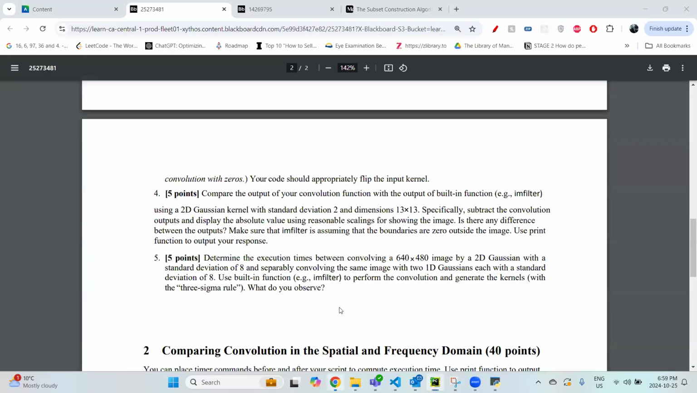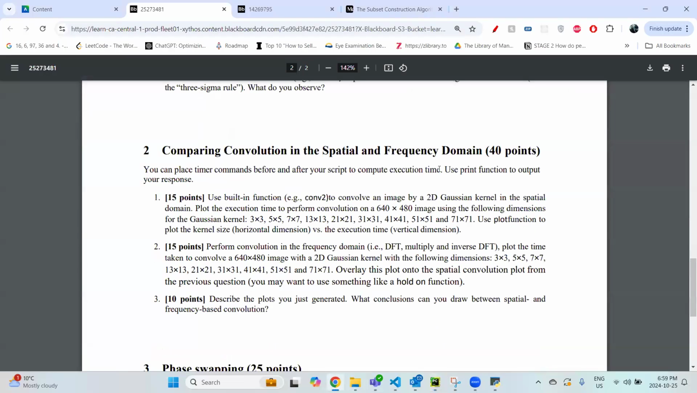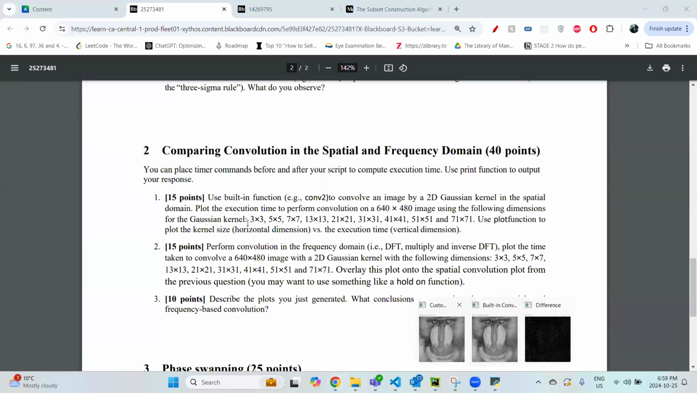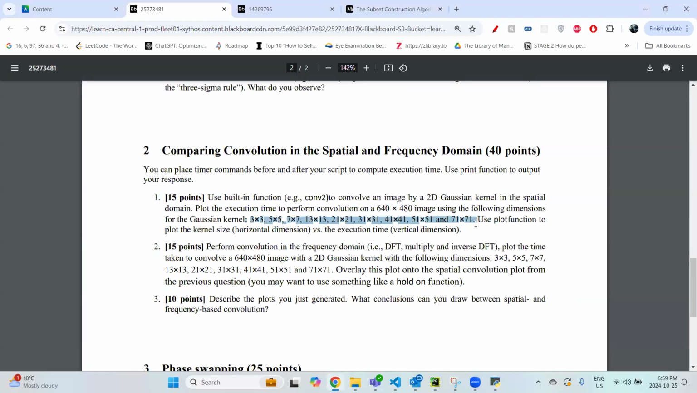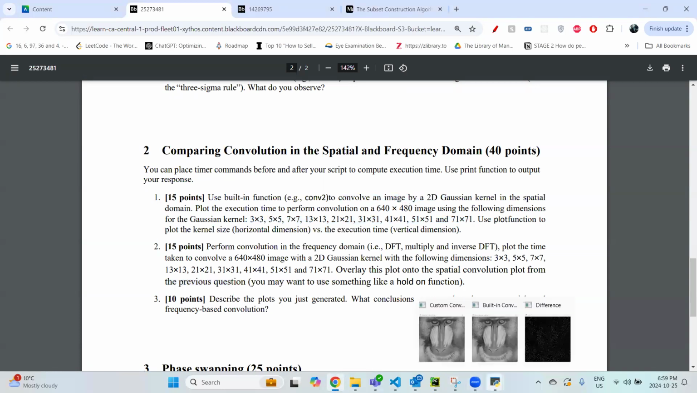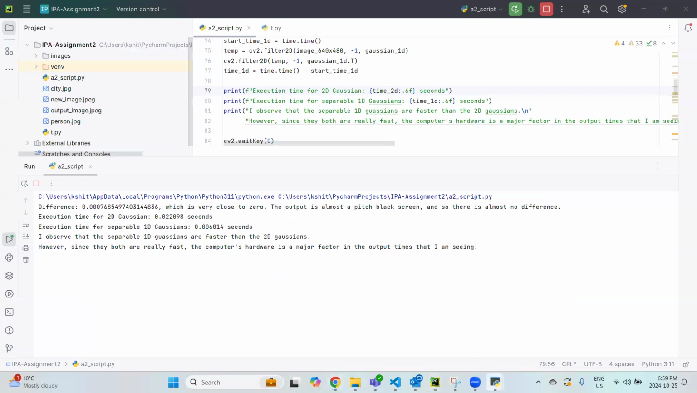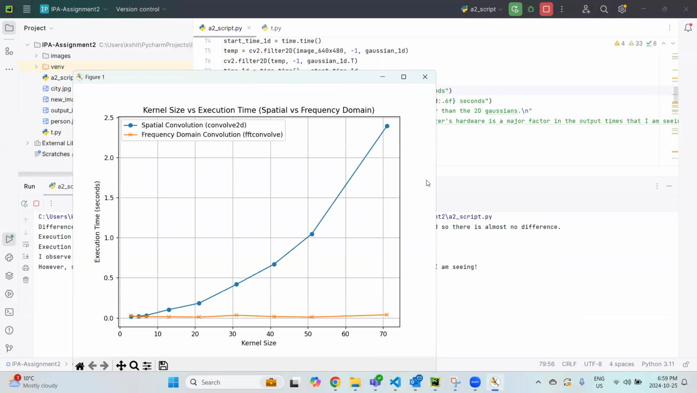Then the next question was about comparing convolution in the spatial and frequency domains. I had to first perform convolution using all these filters in the spatial domain and then the same filters in the frequency domain and then plot them. The code is still running. It's now convolving based on the filter in the frequency domain and the spatial domain. I should have a graph very soon. And there we go, that's the graph.